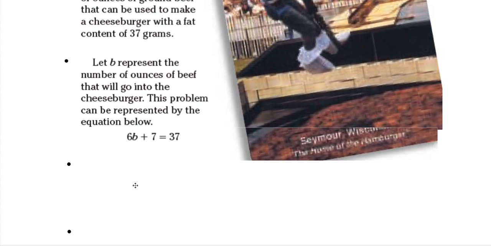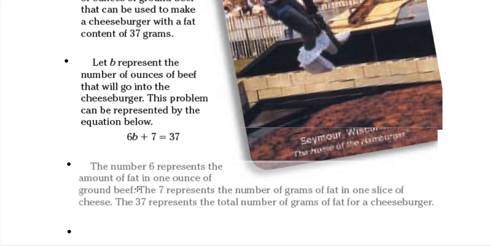6B plus 7 equals 37. The number 6 represents the amount of fat per ounce of beef. The number 7 represents the number of grams of fat in 1 slice of cheese. The 37 represents the total number of grams of fat for the cheeseburger, and that is their goal.